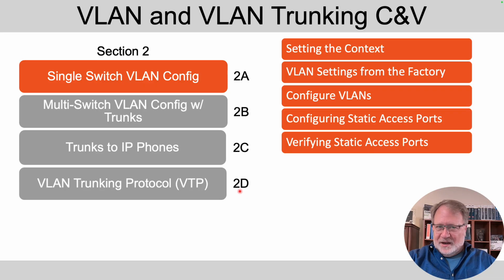So to get there, we've got 5 parts of this upcoming video. I'll do a few things to set up the video, and then we'll talk about what VLAN settings exist when you buy the switch, take it out of the cardboard box, and start using it, the defaults. Then we'll get into things like, hey, I'd like to use this other VLAN. What do I do? So how do you configure the VLAN? How do you configure access ports to be in that VLAN? And then we'll talk about some show commands, how to verify what you configured.